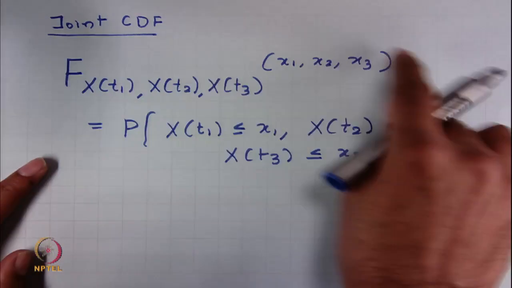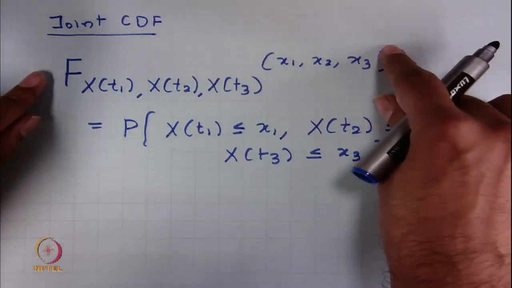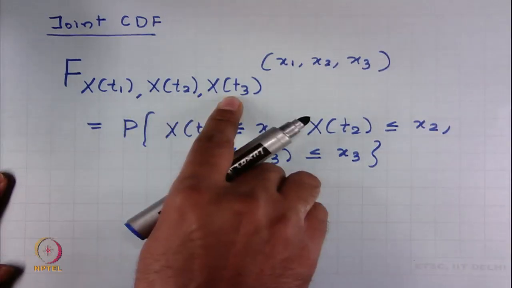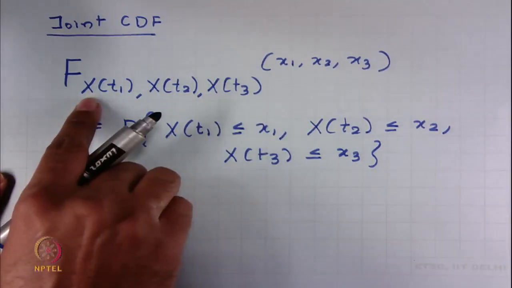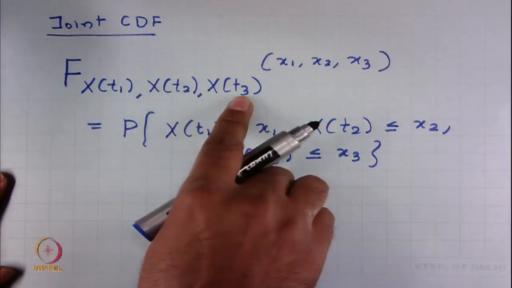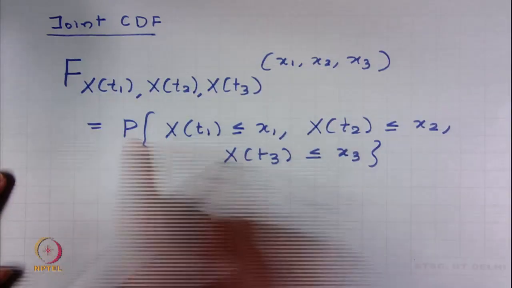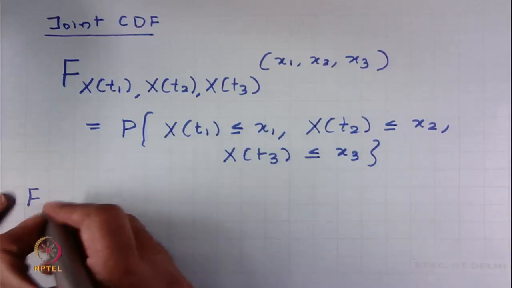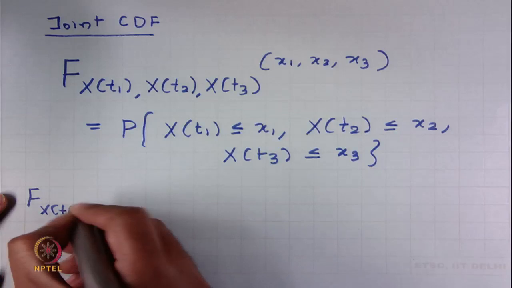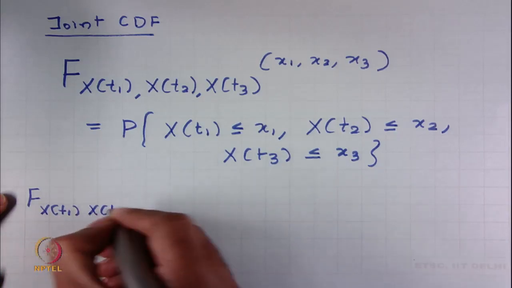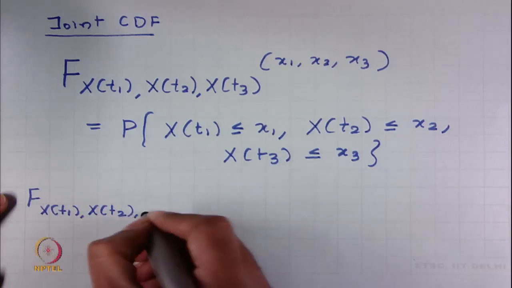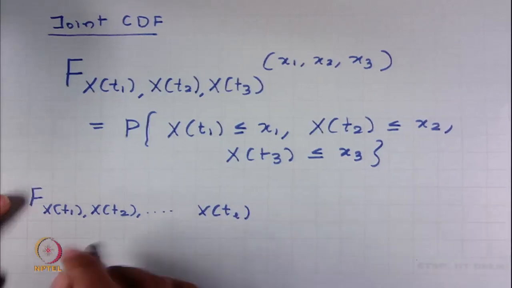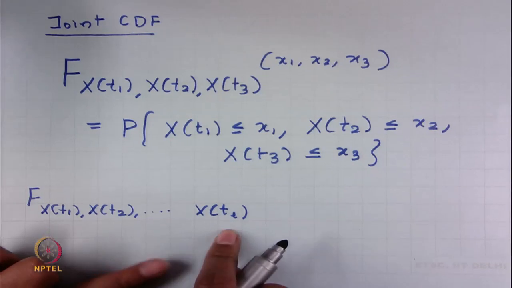So, this tells me this is a joint cumulative distribution function, and how have we obtained these 3 random variables? By looking at the random process at different epochs, right. You can generalize this and you can define a joint CDF at countable epochs.